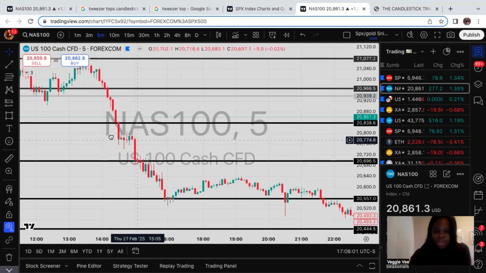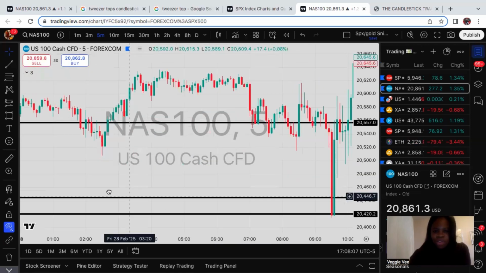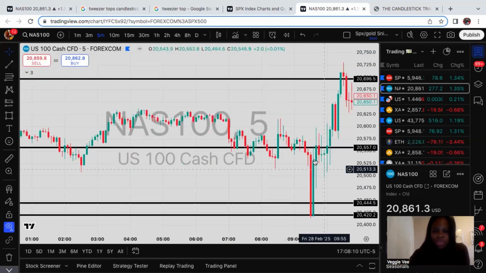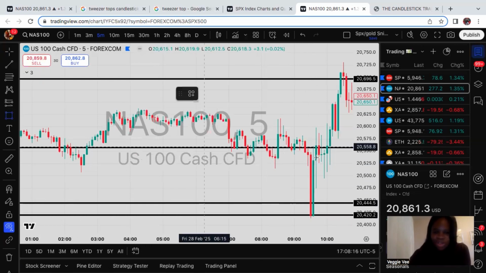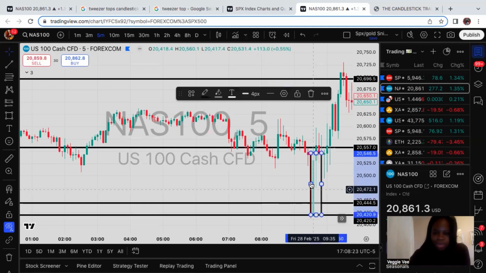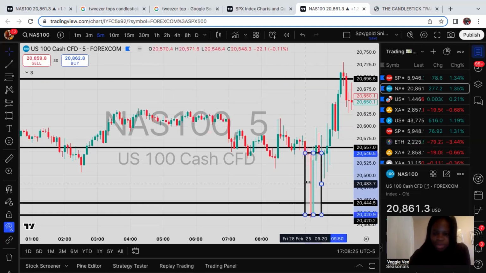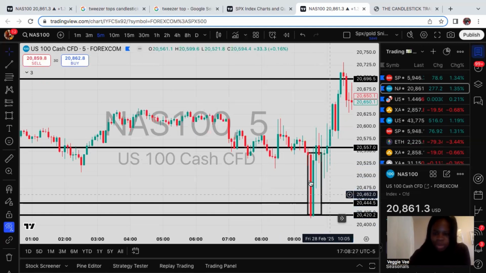But let's look for a tweezer bottom. I'm just going to try to find the one from this morning. The one from this morning was really, really clutch. Like, if you didn't see it, I don't know what to tell you. But basically, as you can see right here, these two candlesticks are basically identical in form, in shape. As you can see, right here would have been your tweezer tops.